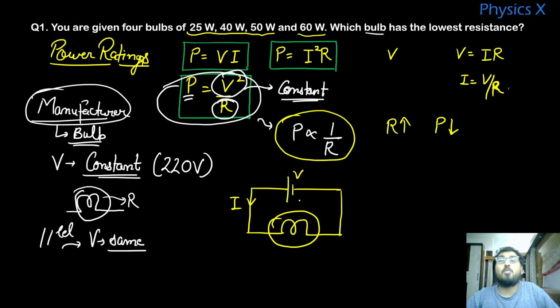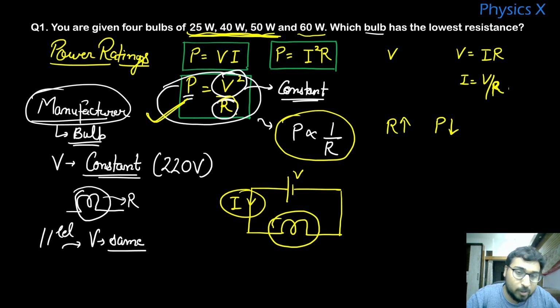So the meaning is that for whatever device you connect across a constant voltage source, the value of resistance will determine the current drawn, and the power will be consumed accordingly. What I want to tell you is that when a bulb is designed and its power rating is to be decided, you use this formula, because voltage is kept constant and the value of resistance is in the hands of the manufacturer.